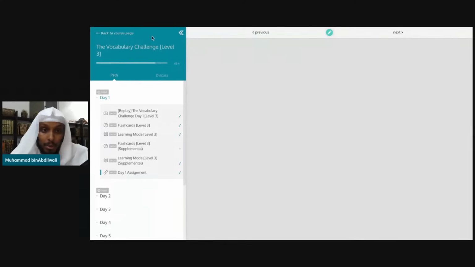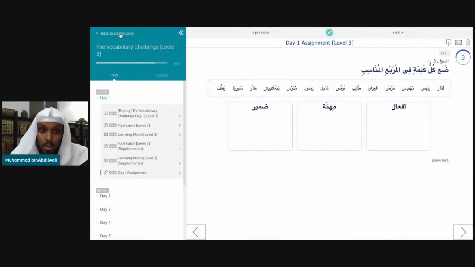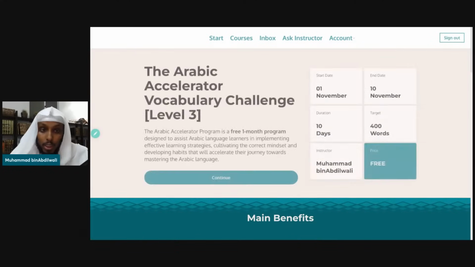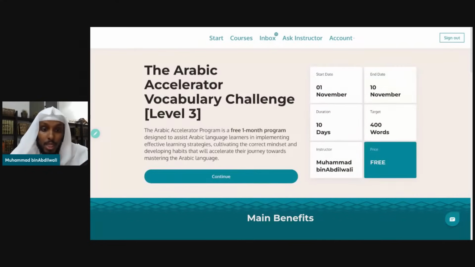Now there's actually a few flashcards missing. Seems like it hasn't been added. I'm going to add that right now. Give me 1 minute, and all of the flashcards will be added to where they belong, all the other flashcard exercises. But the assignment is there, which is the main thing that you need to do.